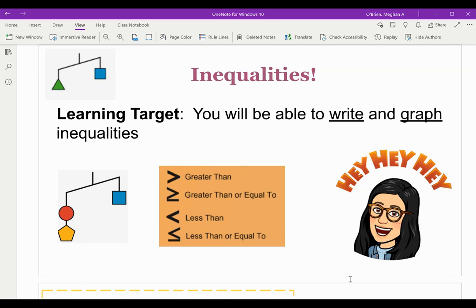This week for Module 1 of Quarter 3, we are going to begin studying inequalities that relate to equations where we left off first semester. So equations are where things are equal. Inequalities means things are not going to be equivalent. So our learning target is you'll be able to write and graph these inequalities.